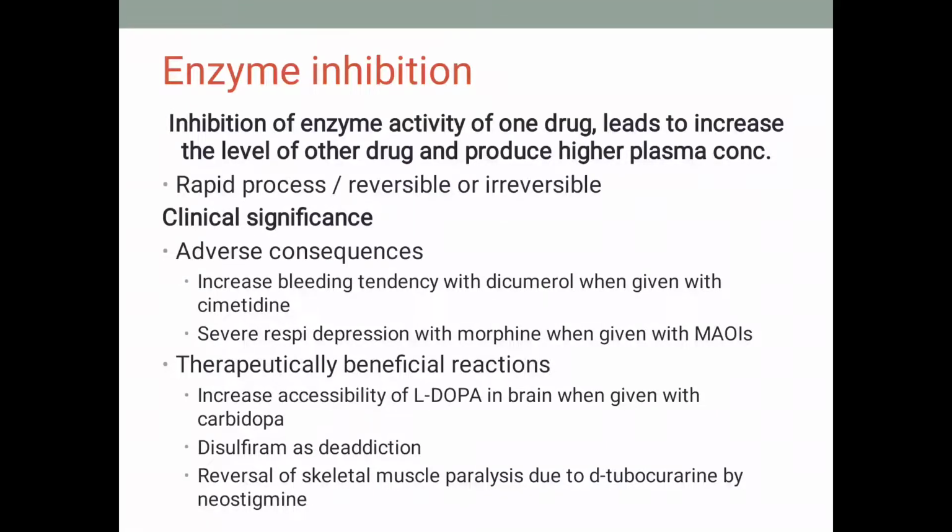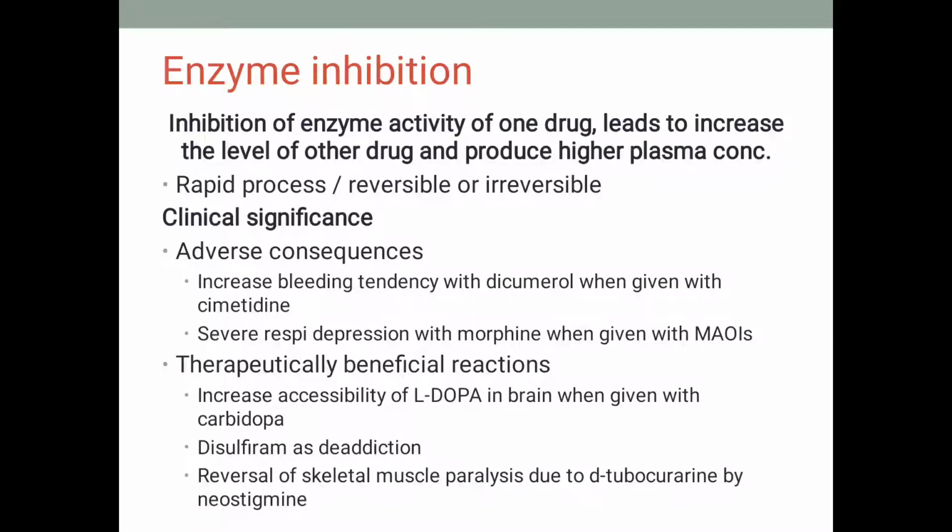So it is a rapid process. It can be reversible or irreversible. Now what is the significance of this enzyme inhibition? Adverse consequences can occur because of this process, like increased bleeding tendency with dicumarol when given with cimetidine. So cimetidine is an enzyme inhibitor. So cimetidine inhibits the enzyme which metabolizes dicumarol. So the metabolism of dicumarol will be less, the level of dicumarol in the body will increase, so there is a chance of increased bleeding tendency.